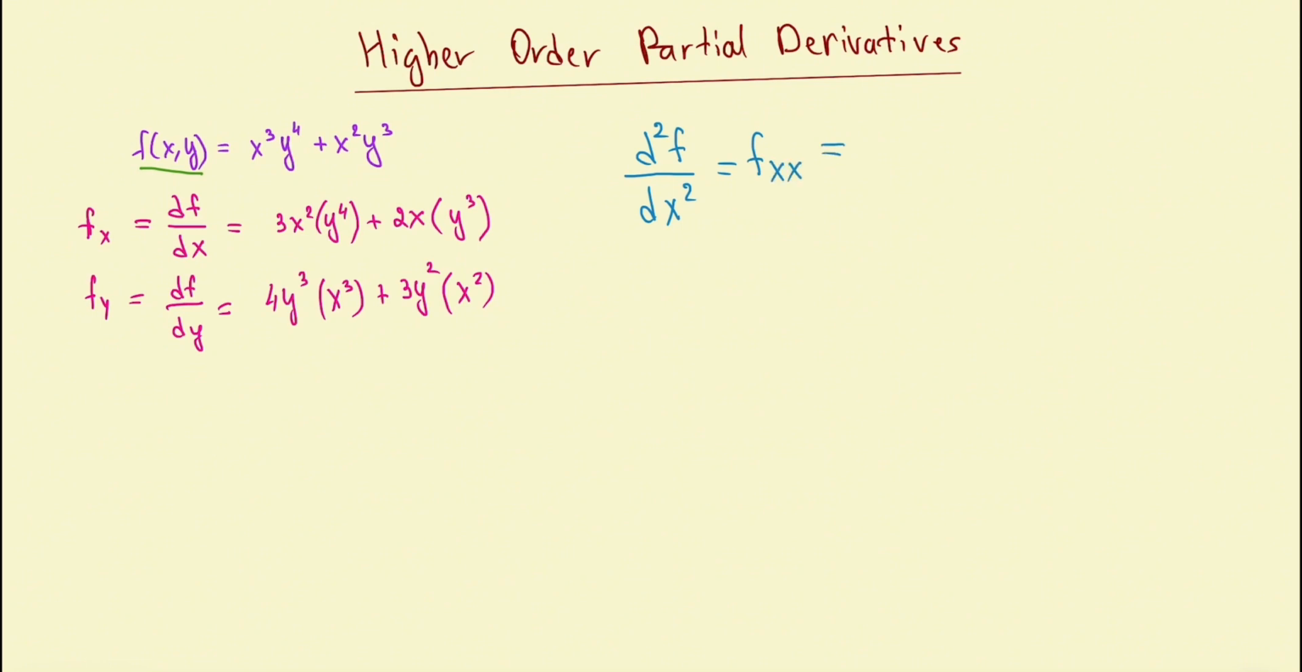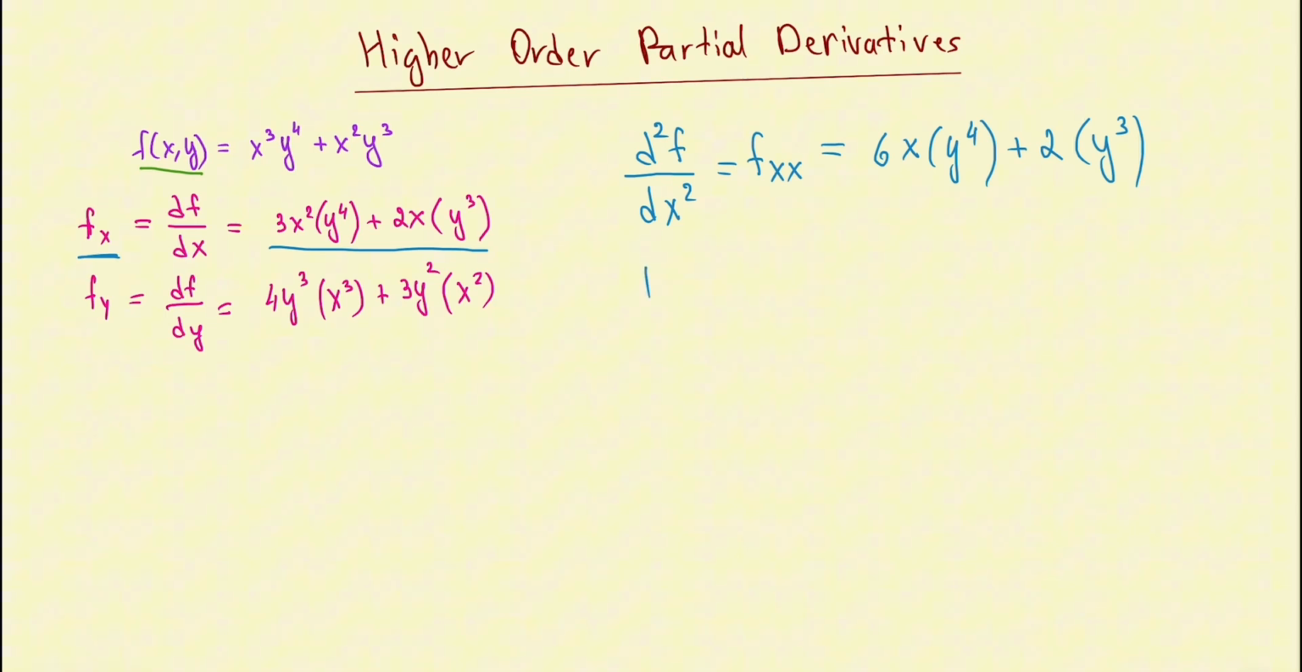So in the first example where we found the partial derivative, we found the derivative of this function with respect to x one time. So now we're going to derive this function again, and this way we'll find the derivative of the function twice with respect to x. So we're going to have 3x squared, and we're going to find the derivative of that. That's going to be 6x. We're going to have y to the fourth as the constant, plus the derivative of 2x is going to be 2 times y cubed as the constant.